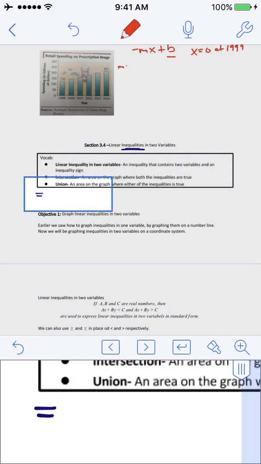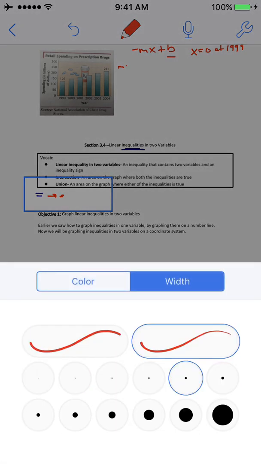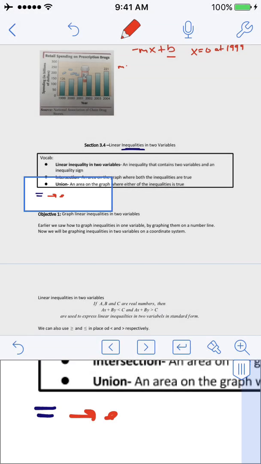Let's say that to an equation. I can actually turn the width down. That's kind of cool. So go back to color and then red, and that's called an equation.